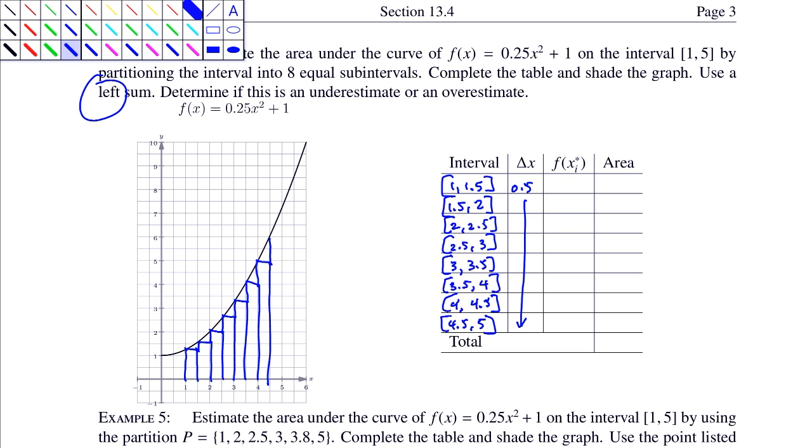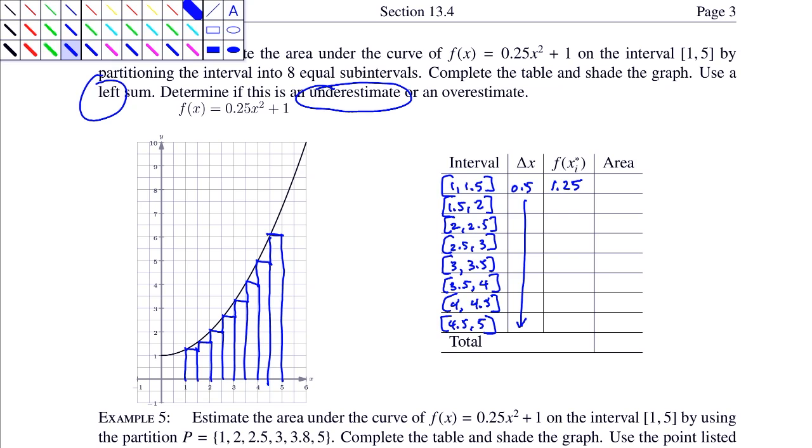And then the last one is quite deficient. Will this be an overestimate or underestimate? This should definitely be an underestimate. And I'll go ahead and fill in these numbers. The first one is different, right? Because you're using the left sum.